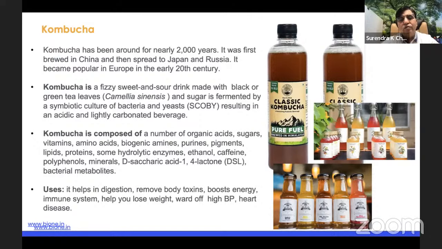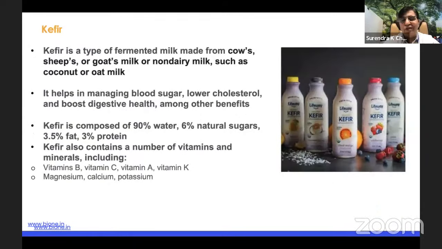It helps with digestion, removes body toxins, boosts your energy and immune system, helps with losing weight, and also helps control blood pressure. But there is importance in which company makes it and what kind of consistency it has. A lot of technology is used nowadays to maintain the consistency of these kinds of products, which we're going to discuss in the next slides.